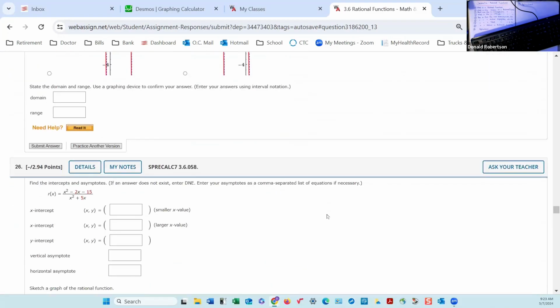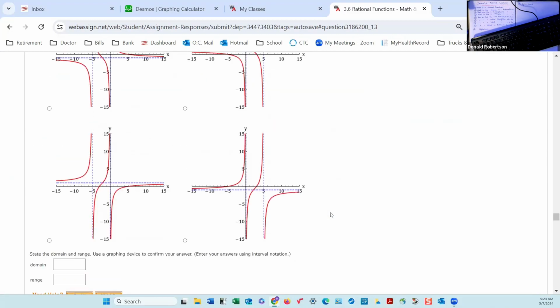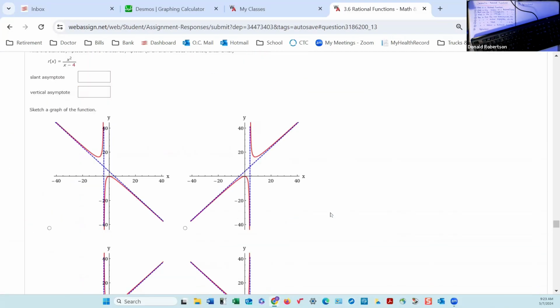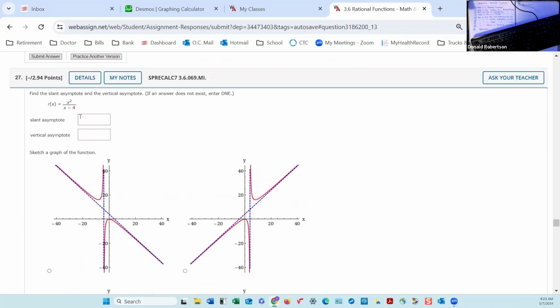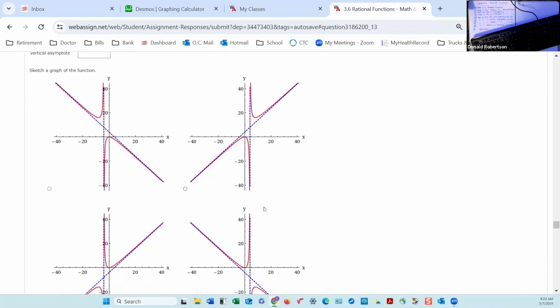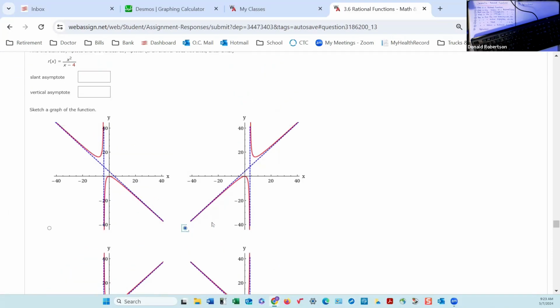And some more sketches, I think. Do I have any? There we go, we have a slant one, right? Now, in this case, that's actually the one we did earlier, so you can check which picture it looks like. I think we've got that one. I believe it was this picture here.